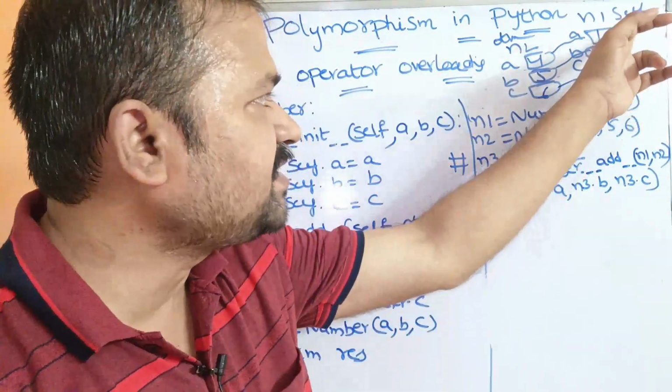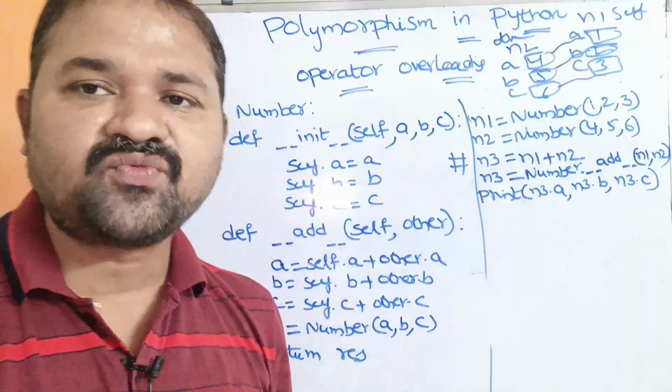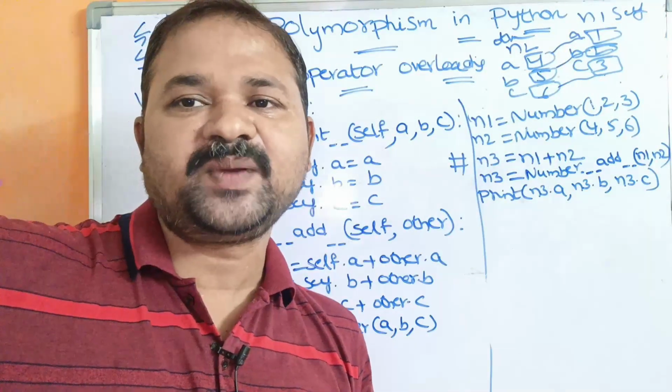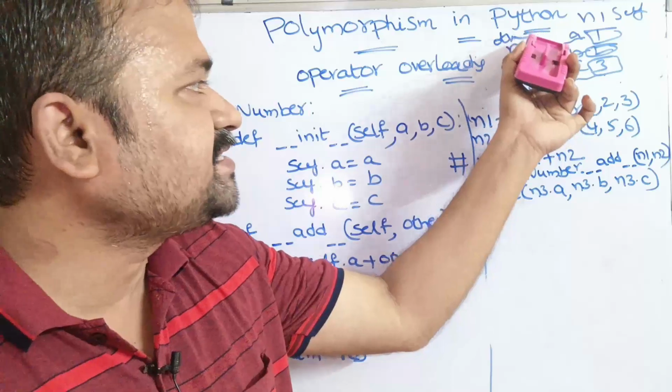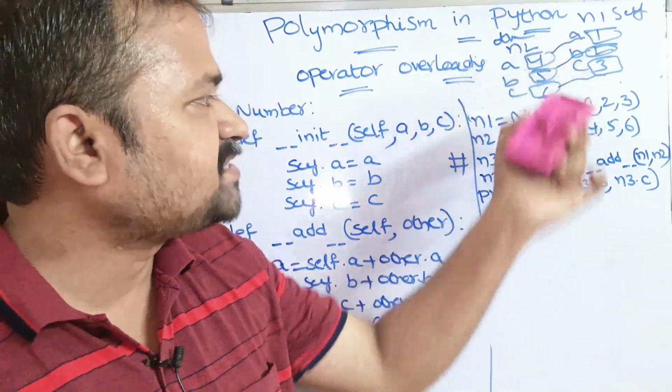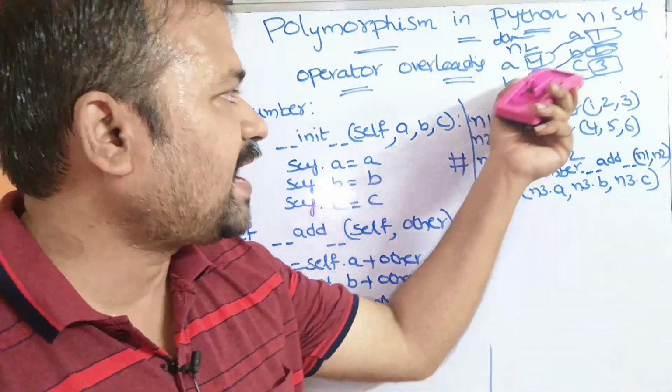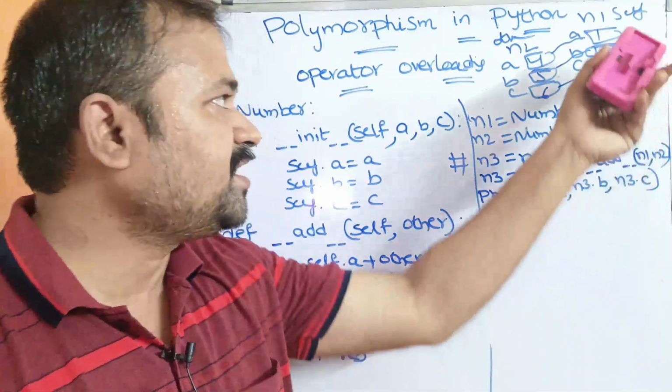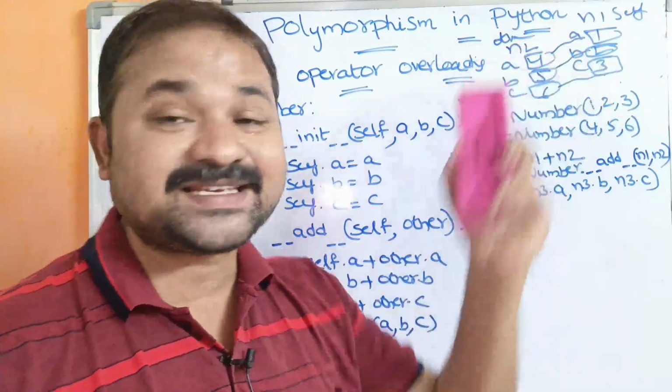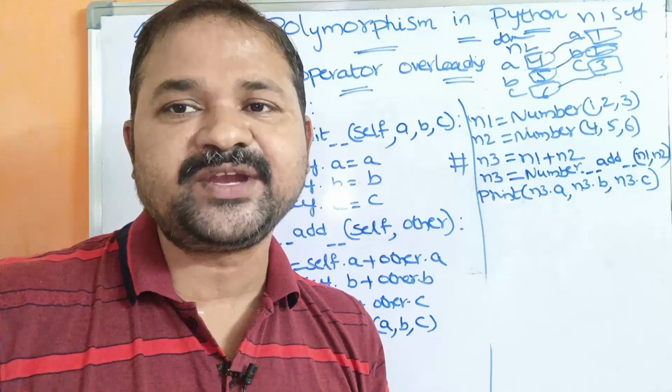Here what is object 1 content? 1, 2, 3. So 1, 2, 3 means 1 plus 2 plus 3, 6. Whereas what is object 2 content? 4 plus 5 plus 6. So 9 plus 6, 15. So here we can say that object 1 is less than object 2. So it has to return true value.